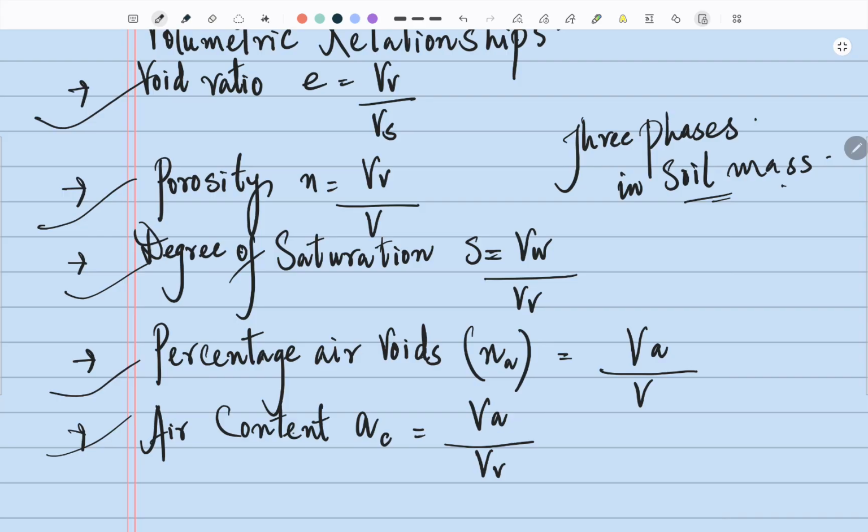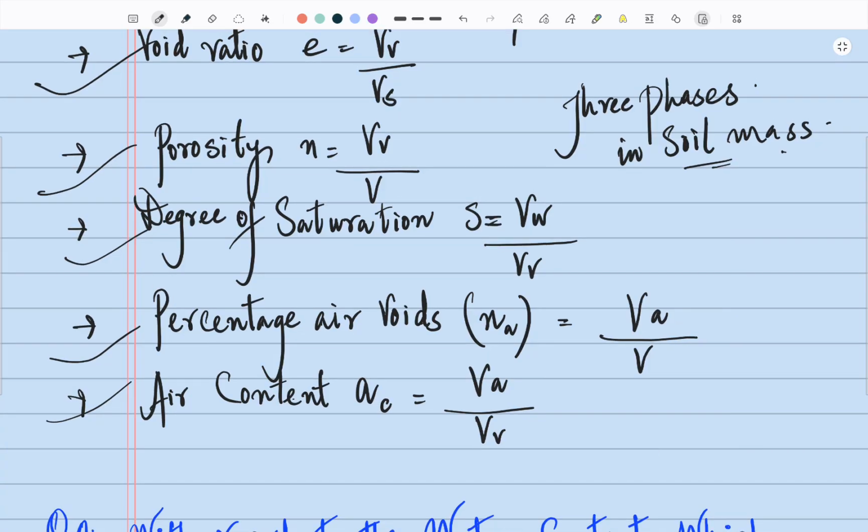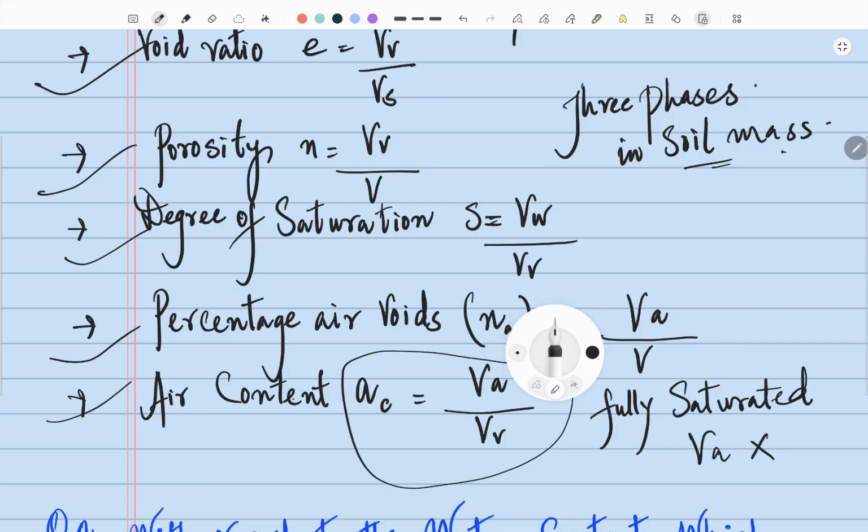All right, so percentage air voids and air content, let's come to them. Both air content and percentage air voids will be 0 when the soil is fully saturated. When the soil is fully saturated, there will be no air phase, so both air content and percentage air voids will become 0.